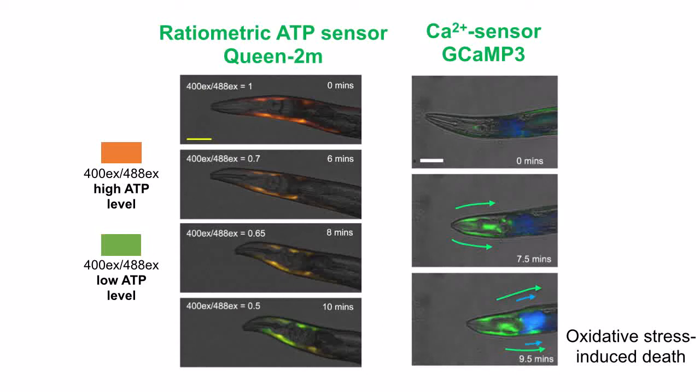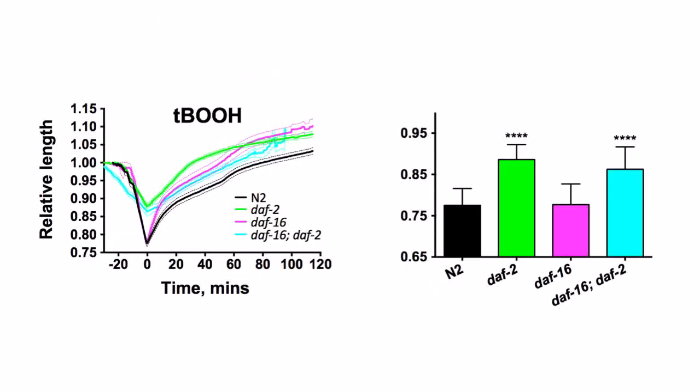By using in vivo sensors of ATP and calcium in muscle, we show that death contraction coincides with a big drop in ATP and a wave of calcium release in the muscle. Interestingly, long-lived DAF2 worms are resistant to death contraction. This raises the possibility that resistance to organismal death contributes to their longevity.